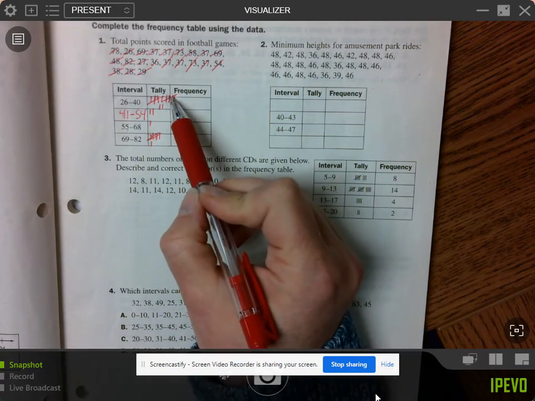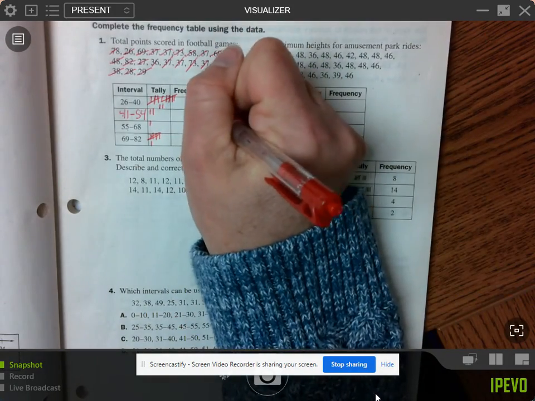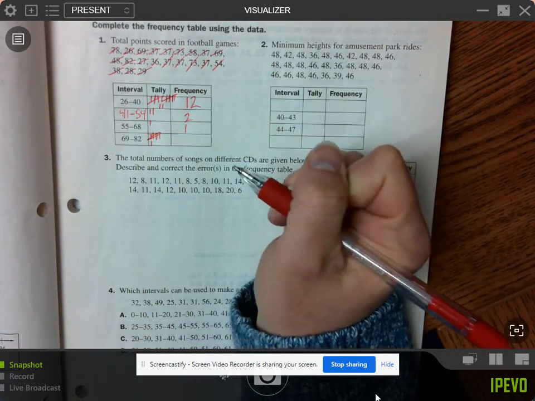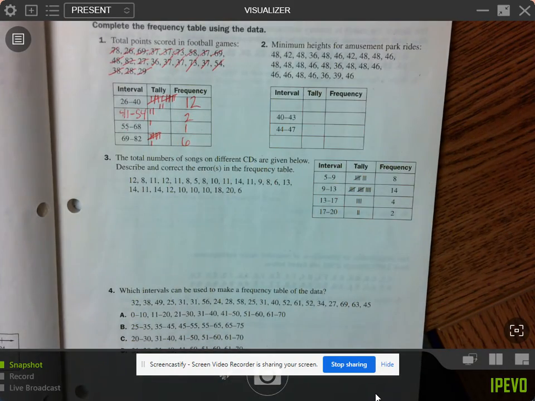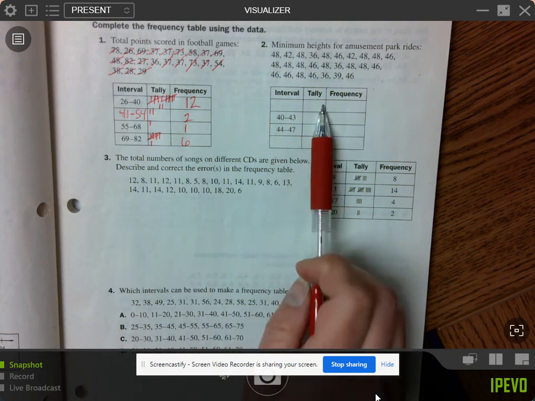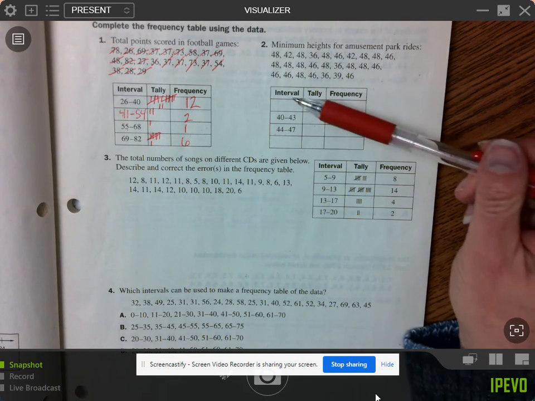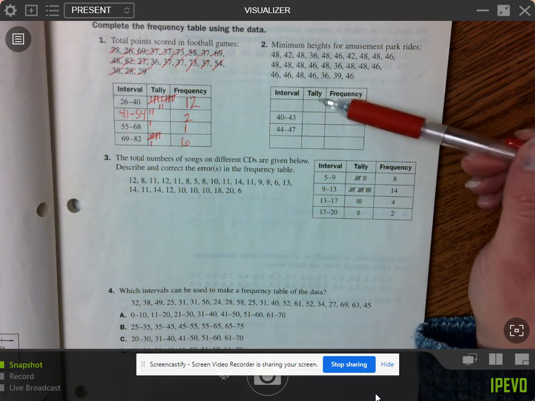I have 5, 10, 11, 12 in that first interval, 2 in the second interval, 1 in the third interval, and 6 in that last interval. That's all we're doing here is making that table, completing the table. We're not making the histogram there. It looks like all of these are just completing the tables. So you just have to do frequency tables on this first page. So figuring out your intervals and then putting your tallies in.